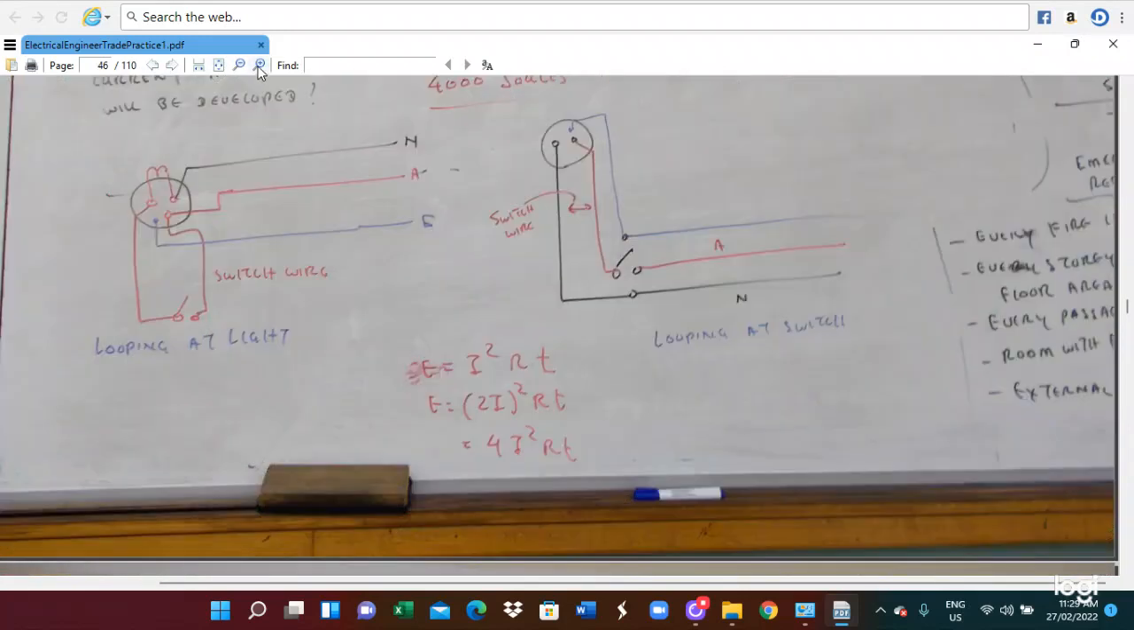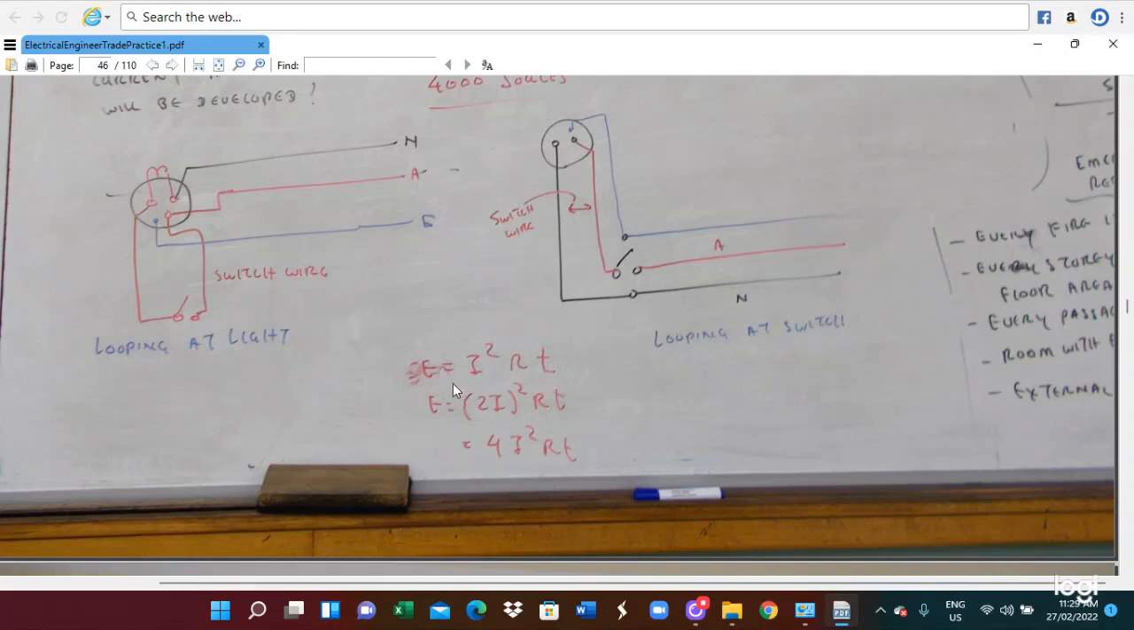Now look at the look-at-the-light method and the look-at-the-switch method. In the look-at-the-light method, you can see this is the switch. The active wire goes to the light here, after this point goes to the switch and down, and then there is a neutral wire. So this is our wire. The look-at-the-switch method is that the active wire goes to the switch first and then to the light. The neutral wire goes to the switch and also the light, and here is our wire connection. So this is the look-at-the-light method and this is the look-at-the-switch method.